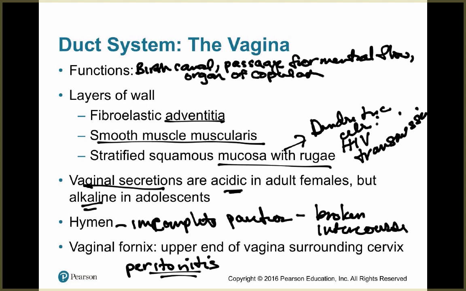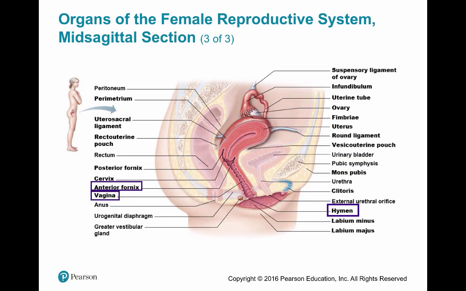Now, there is an area called the vaginal fornix, and this is the upper end of the vagina, and this is surrounding the actual cervix. And so just to show you where those locations are, you can see there the vagina is that major opening. Towards the top where the cervix is, that's the fornix, and then towards the bottom area, kind of protecting it, is that hymen.